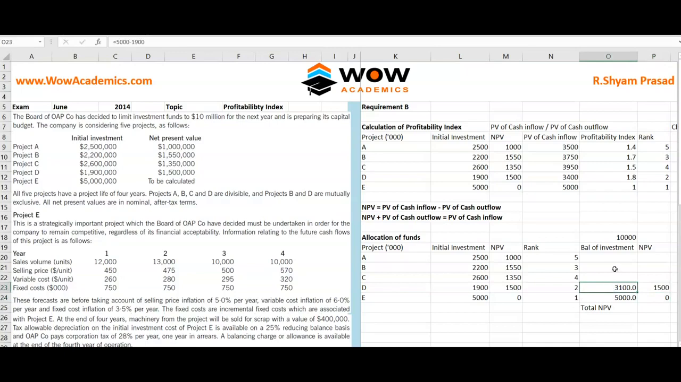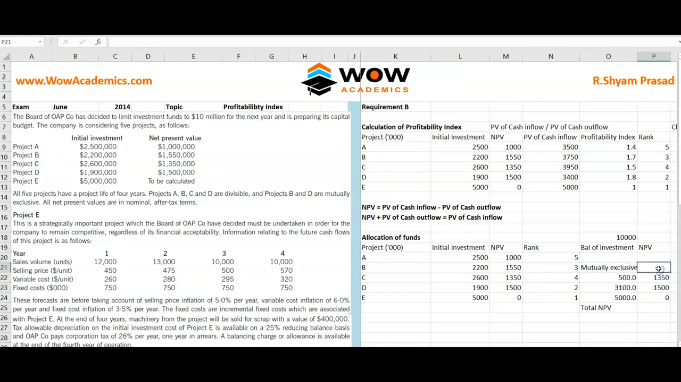So the next one is B. We can't invest in B because it's mutually exclusive. So B and D are mutually exclusive. That is what we have found here. So B we can't invest, but we can invest in C because C is the fourth one. So we have 3,100 in hand, and we can invest 2,600. So we still have 500. So we'll get the total NPV because we are investing our full investment.